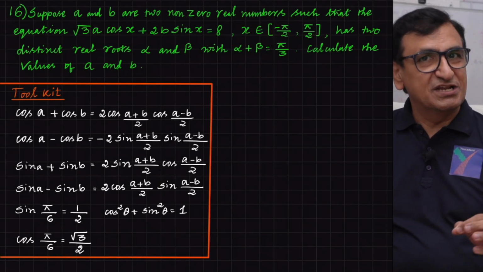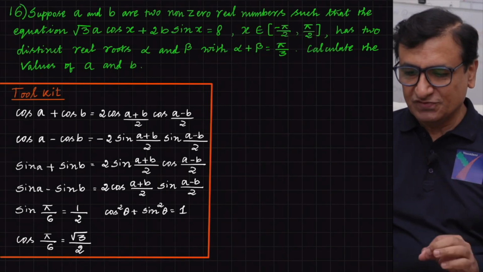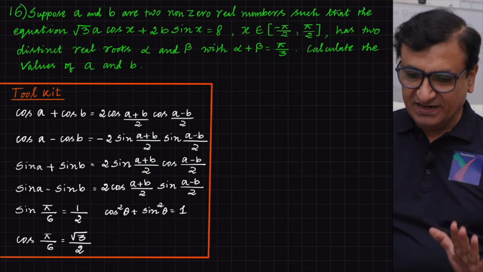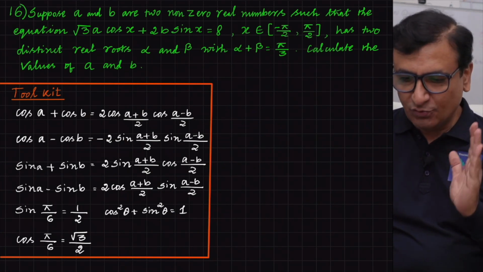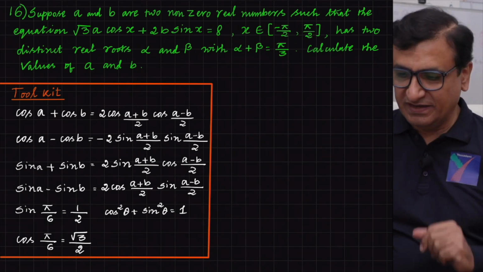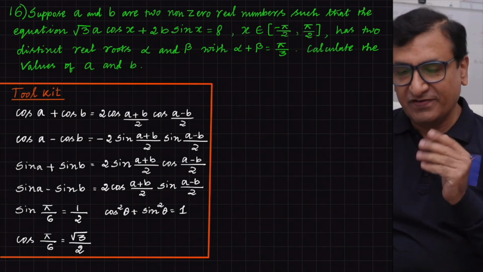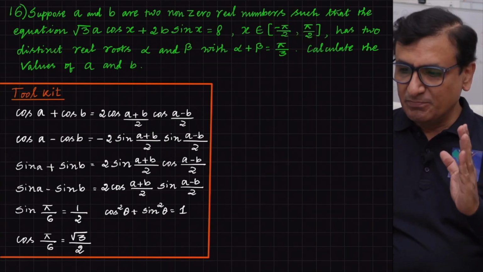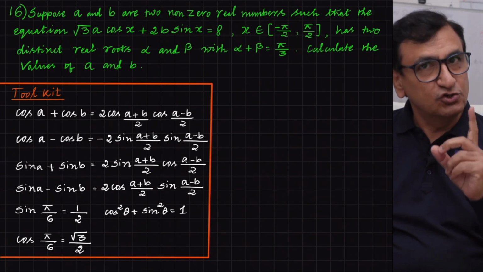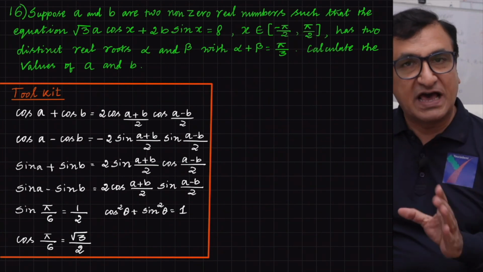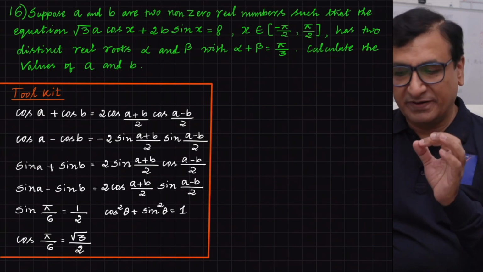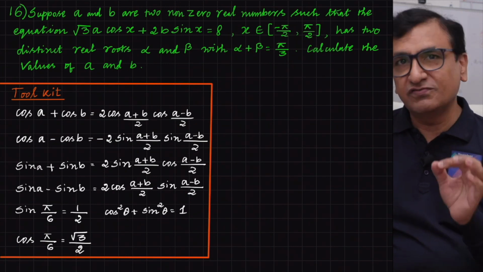Here we go. Question number 16. Suppose a and b are two non-zero real numbers such that the equation square root of 3 a cos x plus 2b sin x equals 8, where x is defined within the closed interval minus pi by 2 to pi by 2, has two distinct real roots alpha and beta with alpha plus beta equals pi by 3. Calculate the values of a and b.